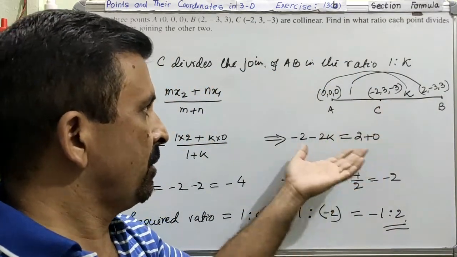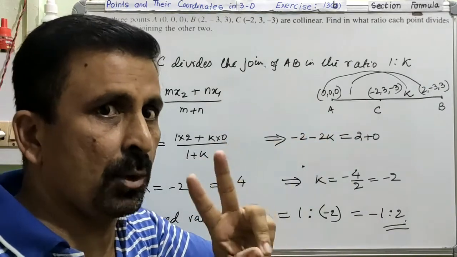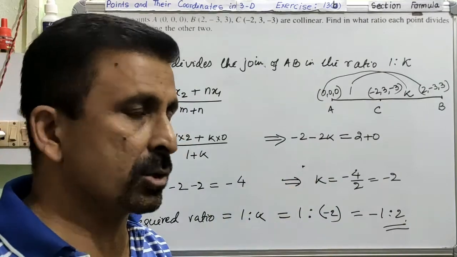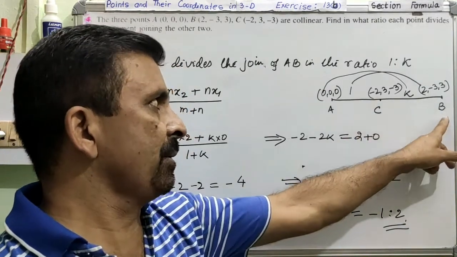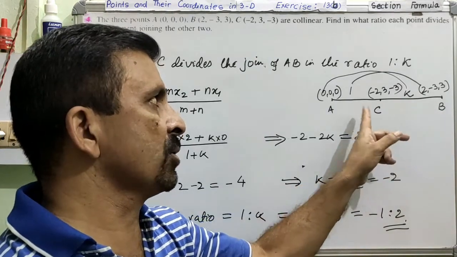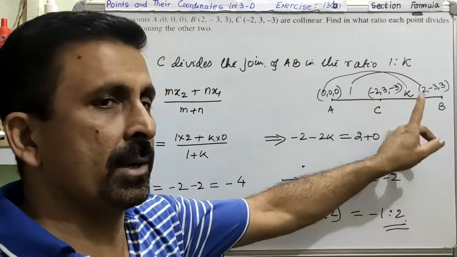Now next time we will redo this question. We will repeat this step process for two more times. One time we have already done, for two more times. Now in those two more times, what we will do is, next time we will keep this B inside in the middle, and we will assume that B divides the join of AC. Clear? And then you will calculate the value of the ratio.